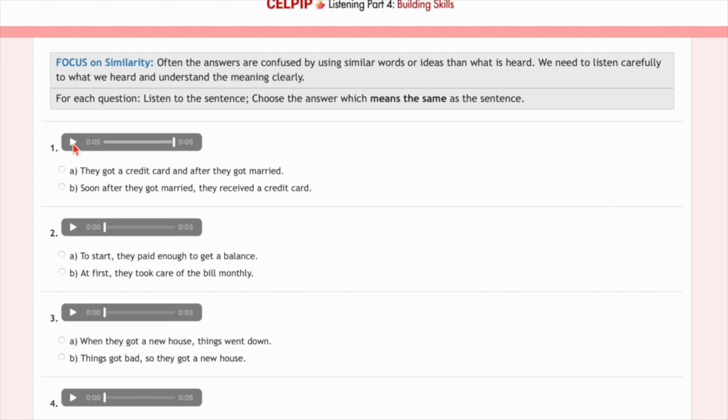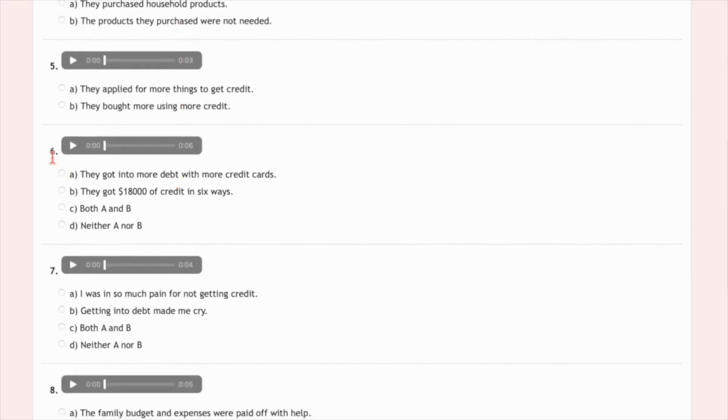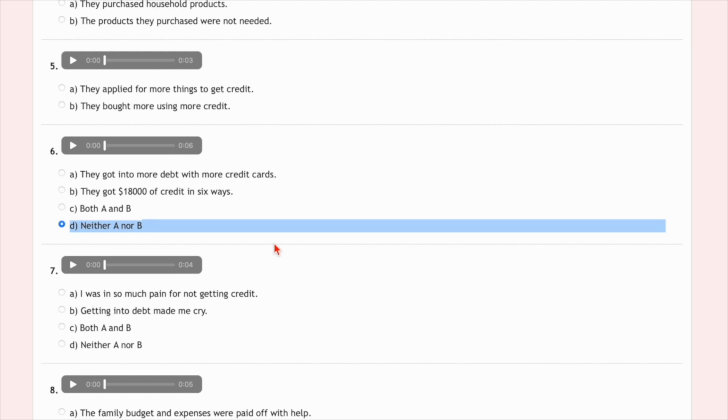And then after you listen to it, then you need to choose. Soon he and Joseph Kim got their first credit card a week after they got married. You get to choose which answer, A or B, means the same. Which one means the same as what you hear? Great exercise, and it gets more difficult. For sample number 6, is it A? Is it B? Is it both A and B? Or is it neither A nor B? Wow. Very great for building your listening comprehensive skills. I strongly recommend it.